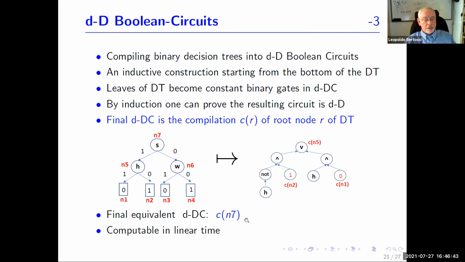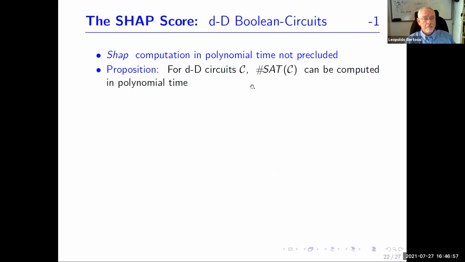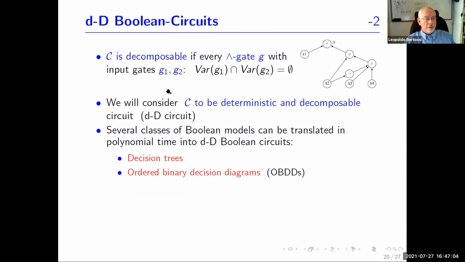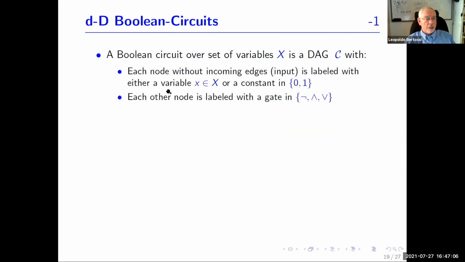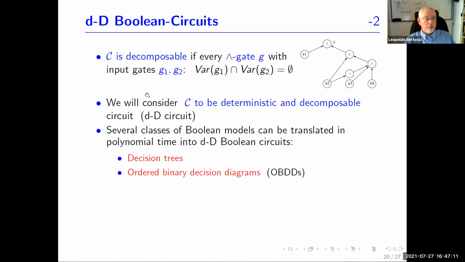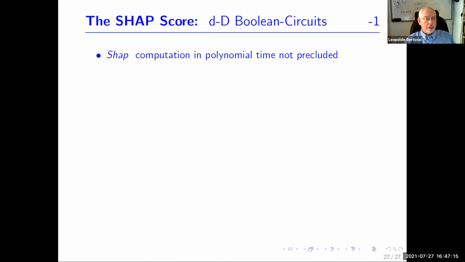This is computable in linear time. So for these cases, SHAP computation in polynomial time is not precluded. It could be the case that SHAP could be computed in polynomial time, because it's not excluded by the possibility results that I mentioned somewhere before here. So it could be the case that we can do a better job. And we can, right?